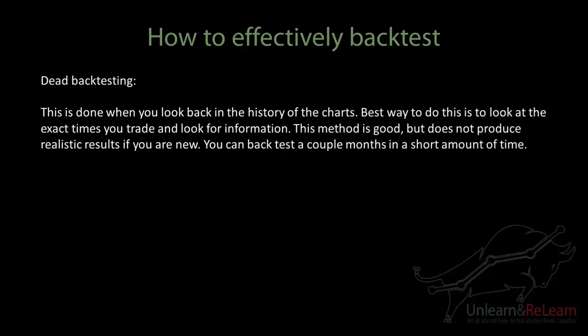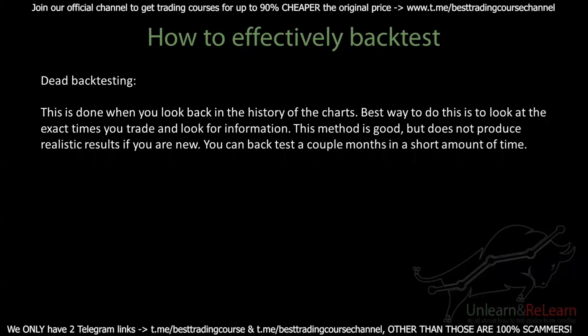Right? So this is done when you look back in the history of the charts. The best way to do this is to look at the exact times you trade. So basically, dead backtesting is when you say, okay, I'm going to go back into the charts, let's say 4 or 5 months, and I'm going to go to 2018 of, let's say, a pair called GBPJPY, right?